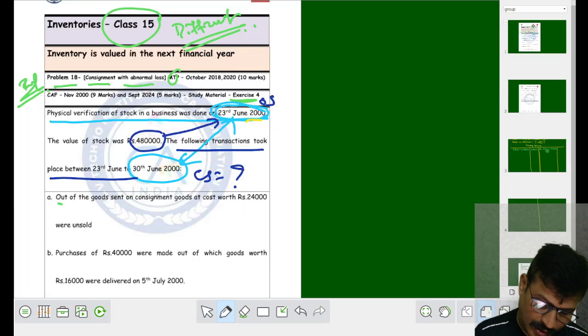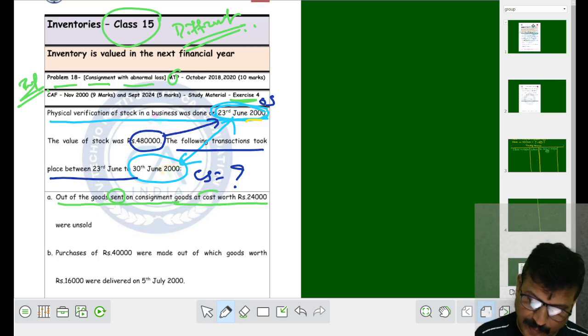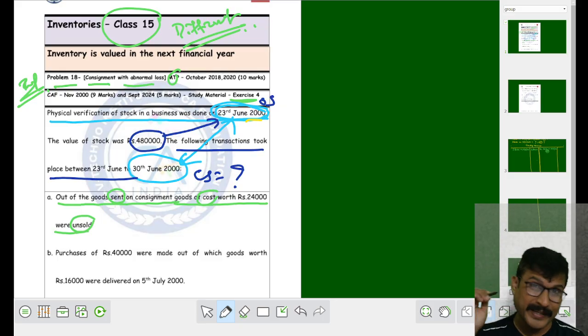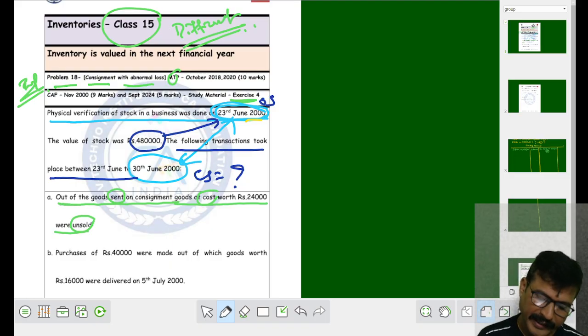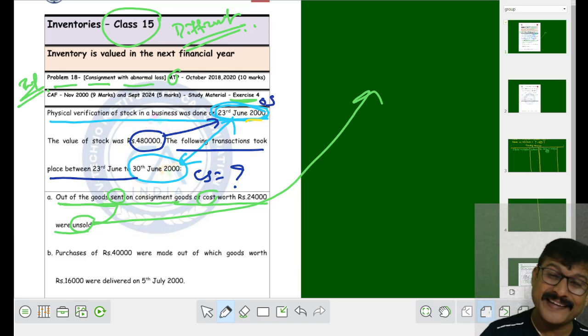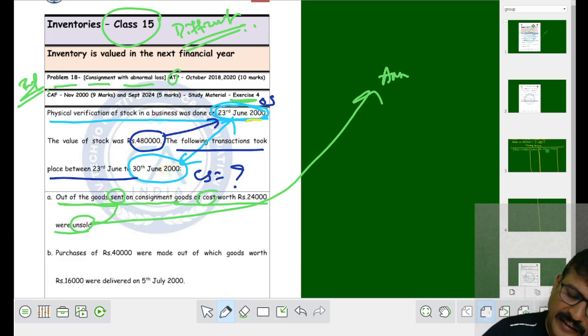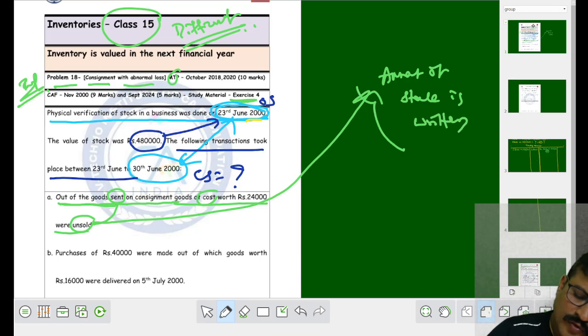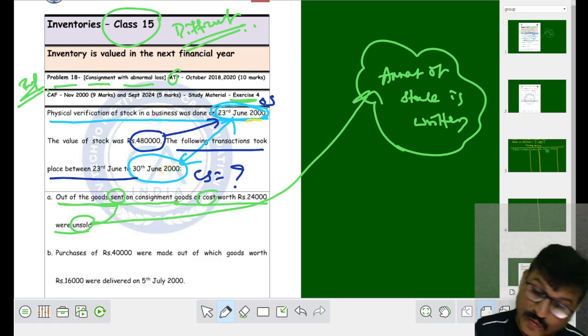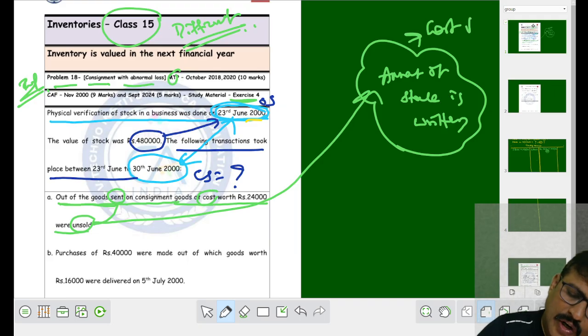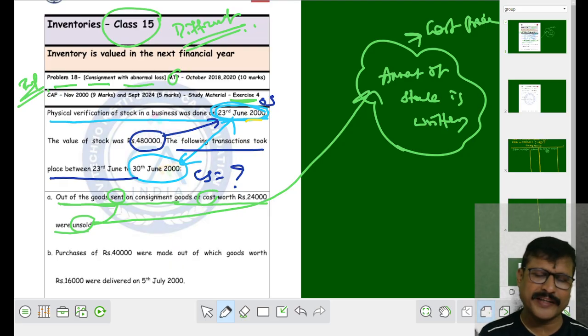See what happened. Out of the goods sent on consignment at cost, at what price? Cost price. 24,000 unsold. See, my dear student, the basic learning, the important points to be remembered. Here the goods sent on consignment, unsold goods is given, where to take? Take it in such a place where the amount of stock is written, at cost price. This is what I explained before starting this type of problem.